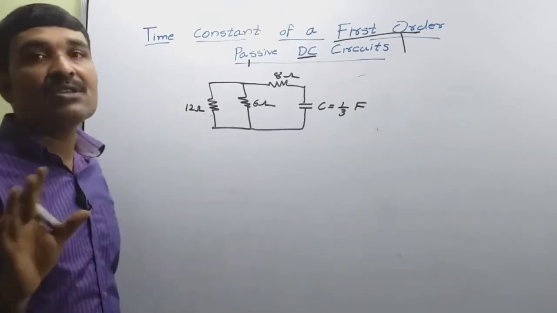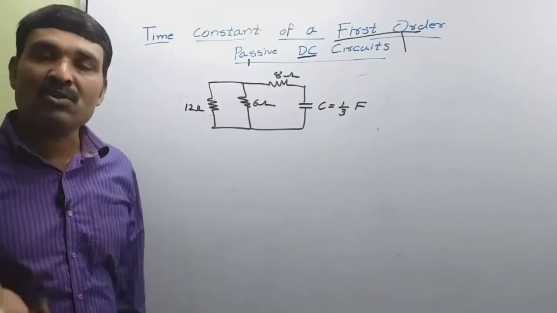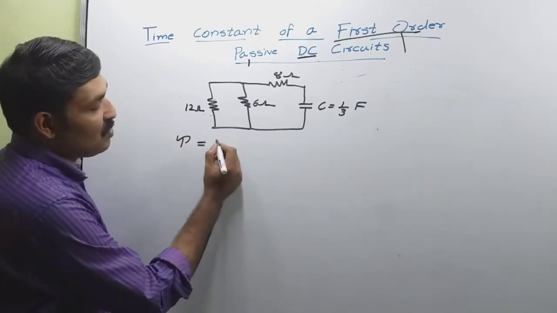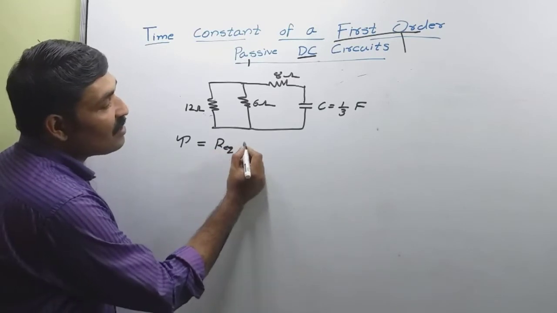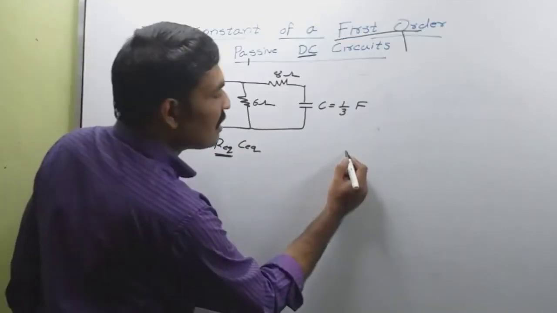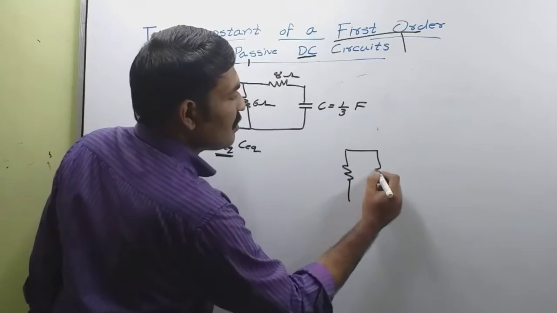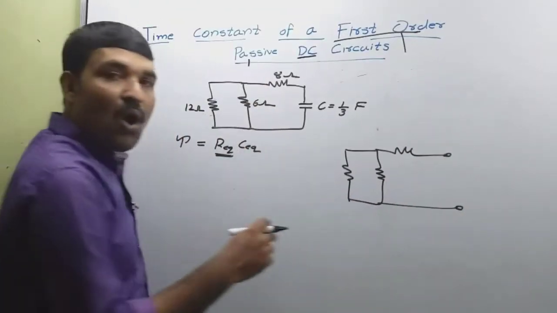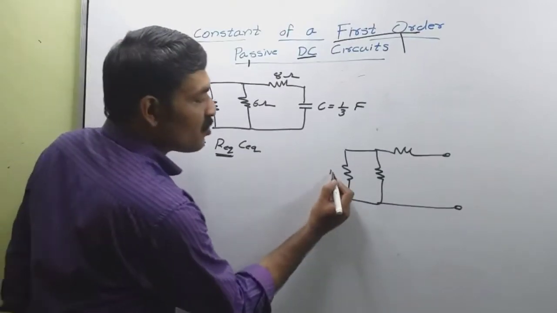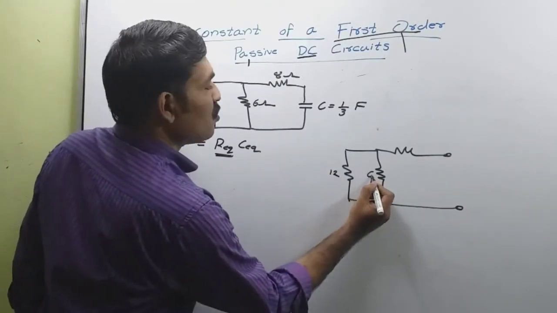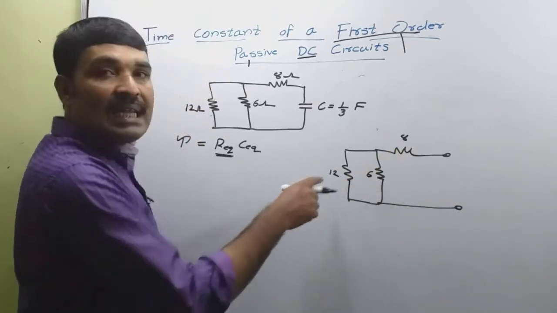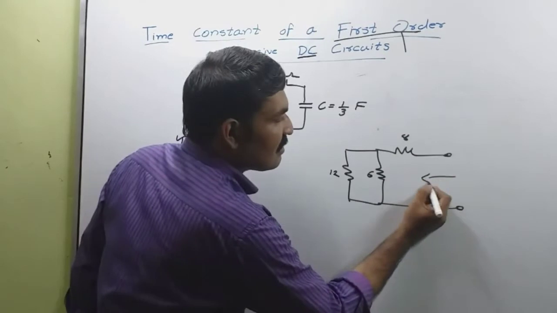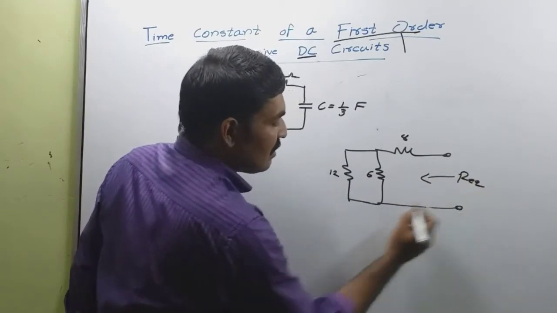For this network, there is no source. There is no current source or voltage source. Time constant for an RC network, tau is equal to R equivalent into C equivalent. The equivalent circuit becomes, and the capacitance becomes disconnected. This is 12 ohm, again 6 ohm and 8 ohm. This 12 and 6 are in parallel, which is in series with 8.